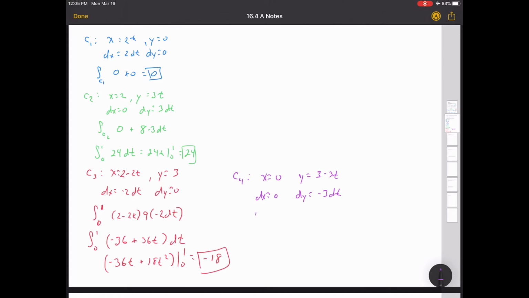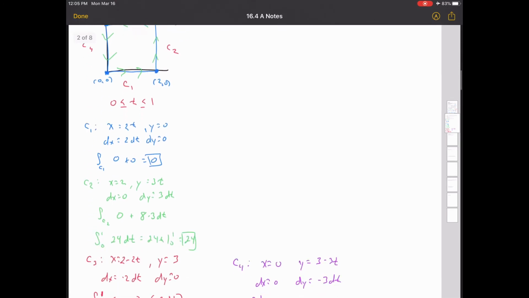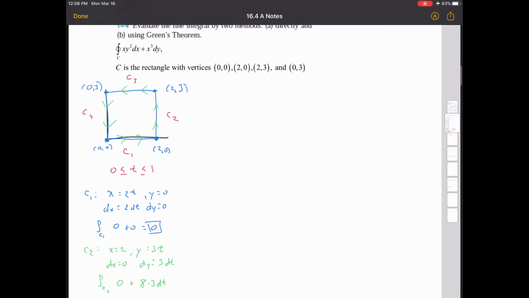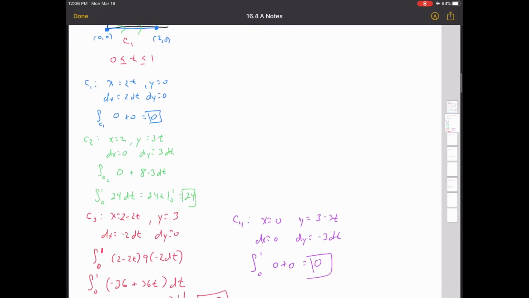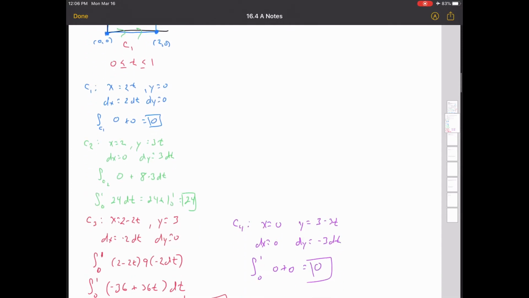So when we go to set up our integral for C4, it's going to be an integral from 0 to 1. Now again, the x part itself is 0, so that actually makes both of these go away. 0 plus 0, because there were x's in both of them. So we get 0 out of that one. Did I do that one right? Let me go back and double check. So we got x, which is constantly 0. Yes, that's right. Okay, good. Just want to make sure.